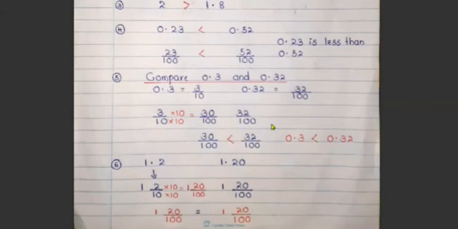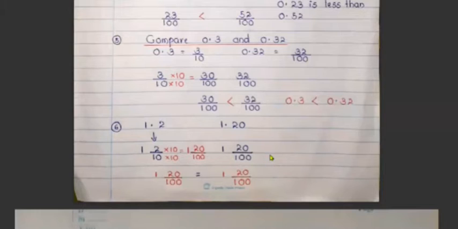Same denominator. Now consider numerator 30 and 32. So 32 is greater than 30. So how do you write this? 0.3 is less than 0.32. Children, when you get a question like this, you have to do the working. Then only you can compare.